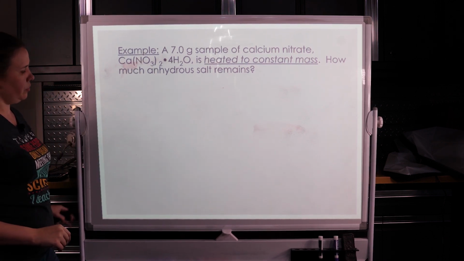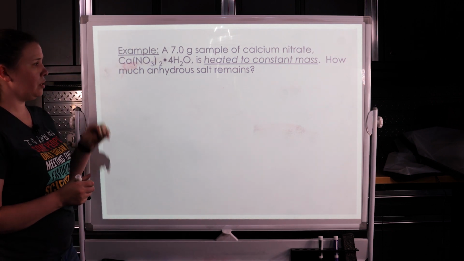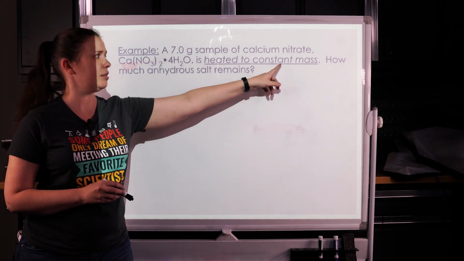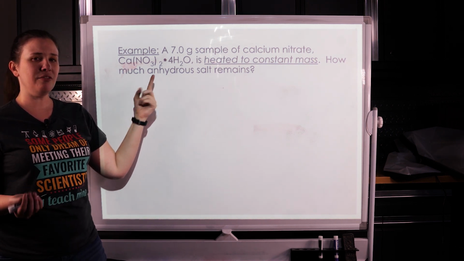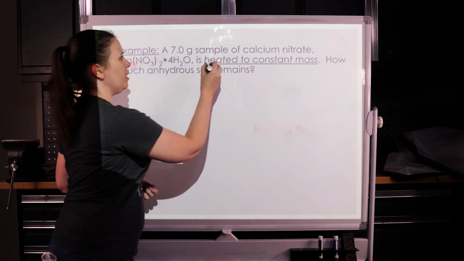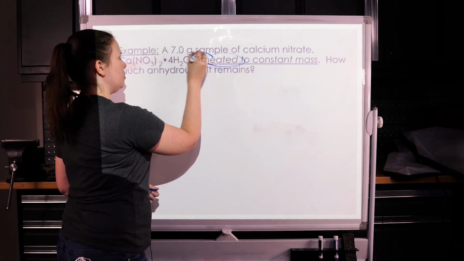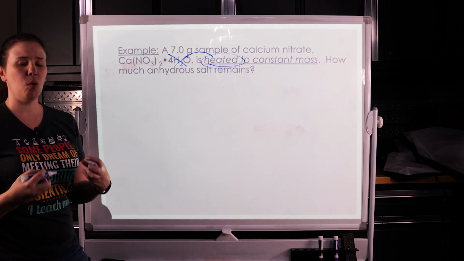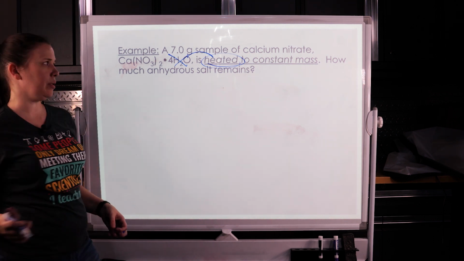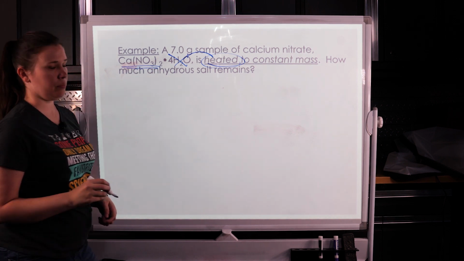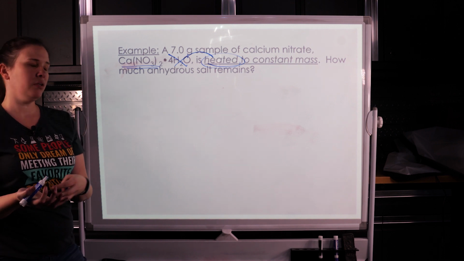So let's look at another example. Here I have calcium nitrate attached to 4 water molecules. And it says I'm going to heat it to something called constant mass. So what do you think heating a hydrate would do? Well, it's going to facilitate the dehydration, right? If I heat it, that's going to mean I'm removing the water. What would be left when I have completely heated off the water or completely dehydrated the compound? Only the anhydrate. Once I have removed all the water, there's nothing else to leave.